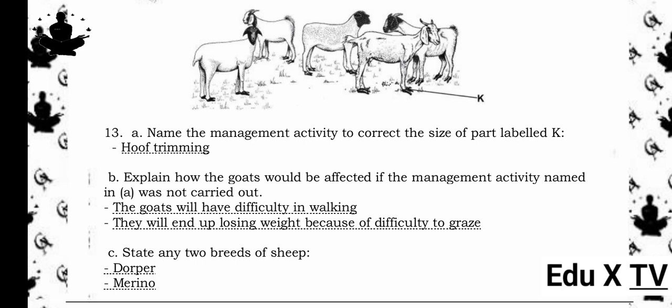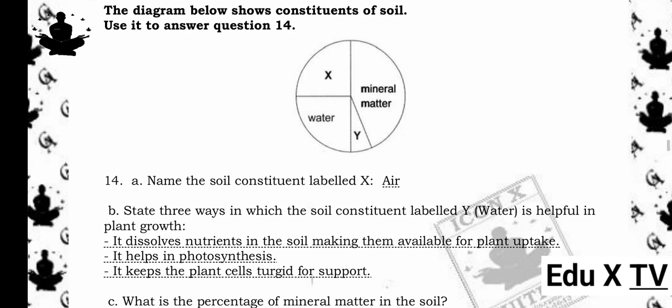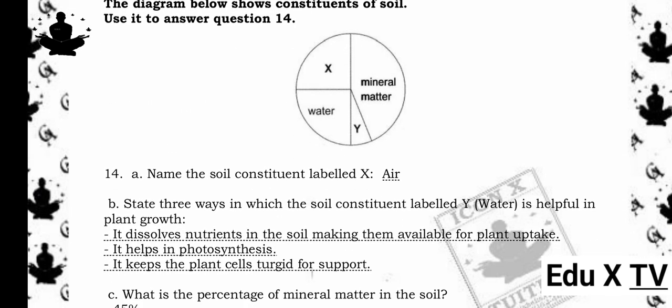C. Name any 2 breeds of sheep. Dorper. Merino. The diagram below shows constituents of soil. Use it to answer question 14. 14. A. Name the soil constituent labeled X. Air. B. State 3 ways in which the soil constituent labeled Y (water) is helpful in plant growth.